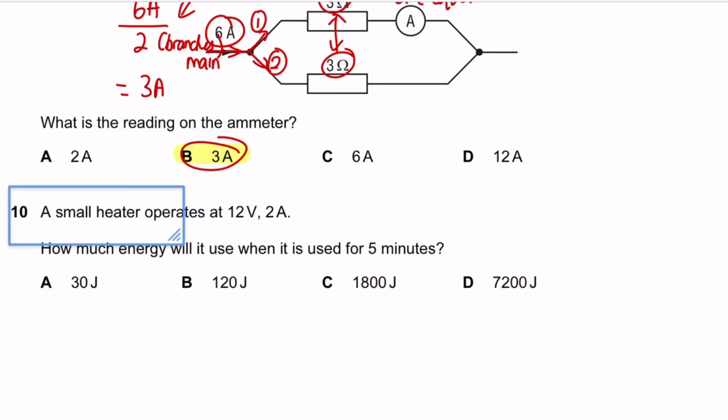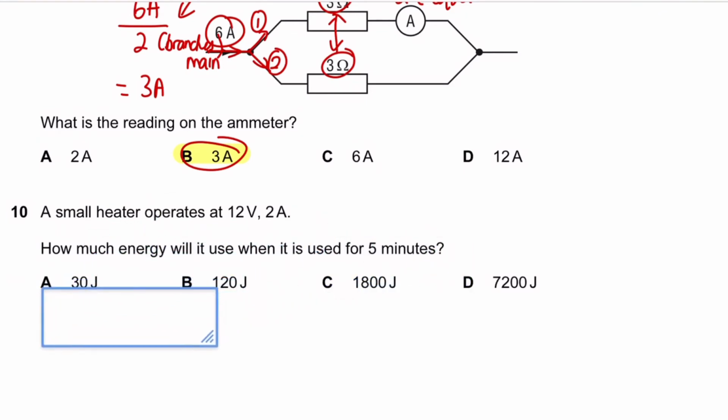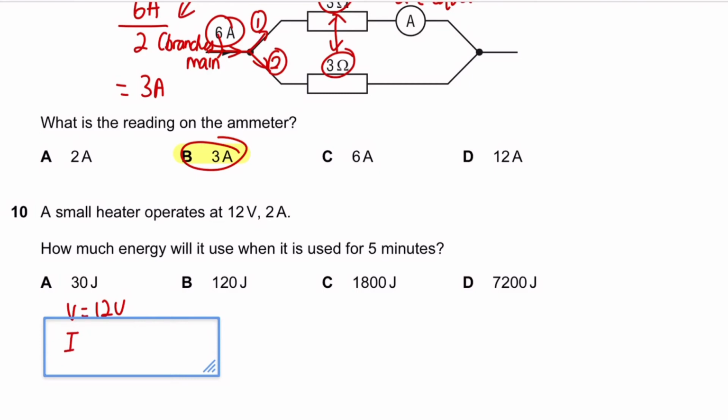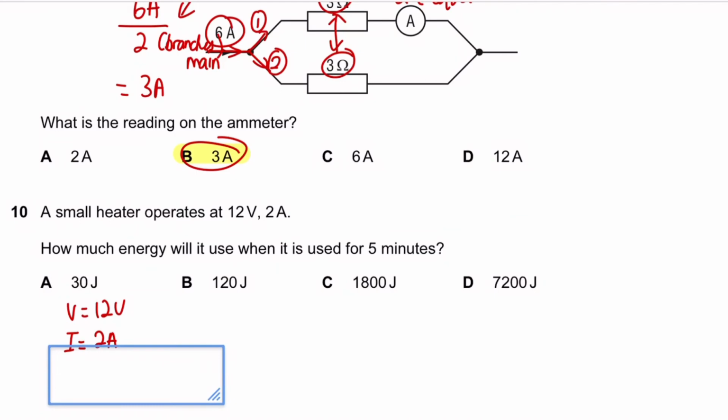Question 10. A small heater operates at 12 volts with 2 amps. How much energy will it use when it is used for 5 minutes? Okay, there are few factors here which I need to write down. First factor is 12 volts. Second will be the current, which is 2 amps. Then we are given minutes, which is time, 5 minutes here.